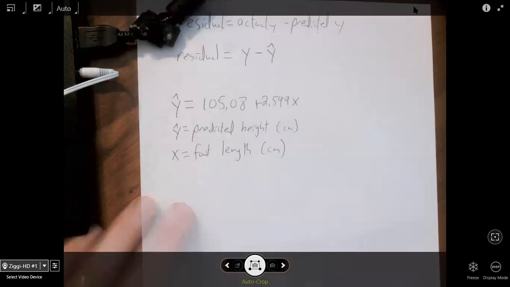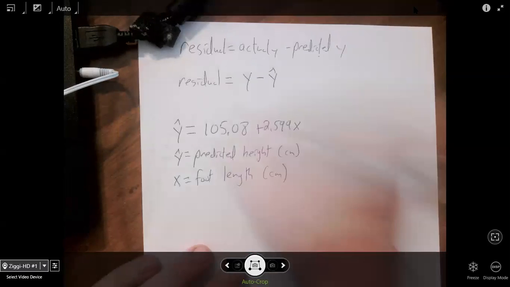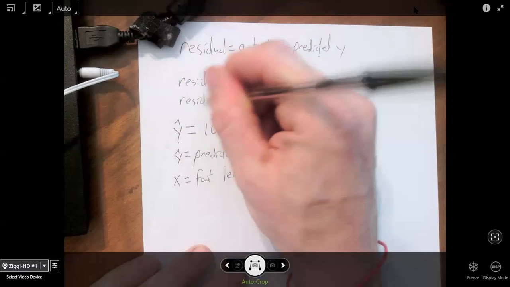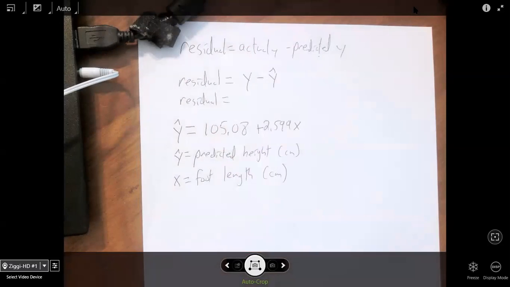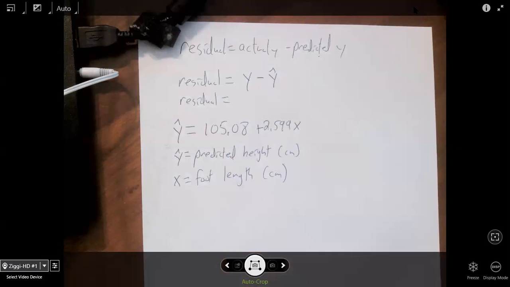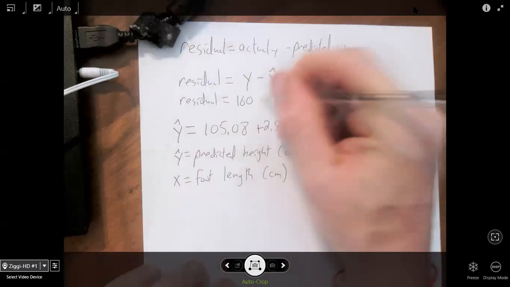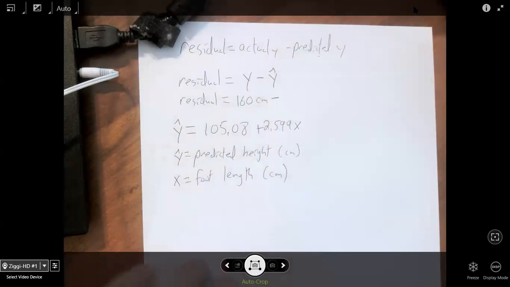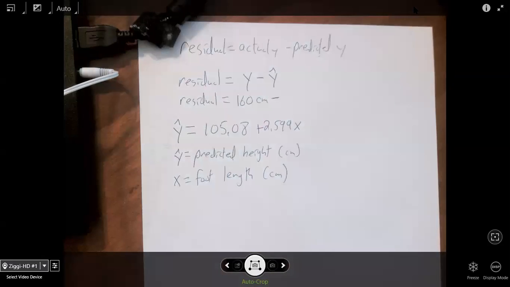All right, so we know part of the story already. We know that this particular person's actual height is 160 centimeters, right? How can we find their predicted height?